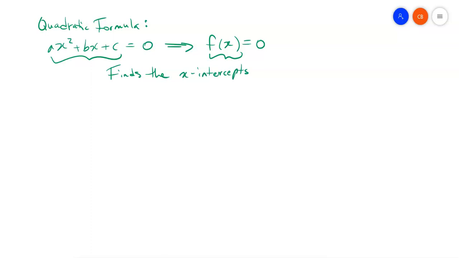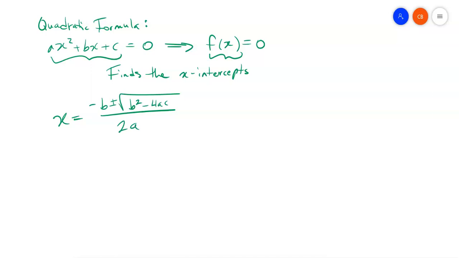This would find the x-intercepts of the graph of this quadratic equation. And then the quadratic formula gives the actual x-intercepts, the x values here. It goes negative b plus or minus the square root of b squared minus 4ac, over 2a. And I know there are some mnemonics for remembering this one.